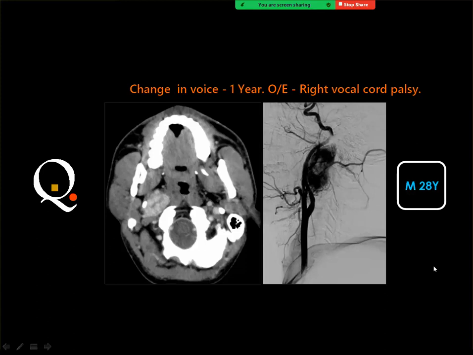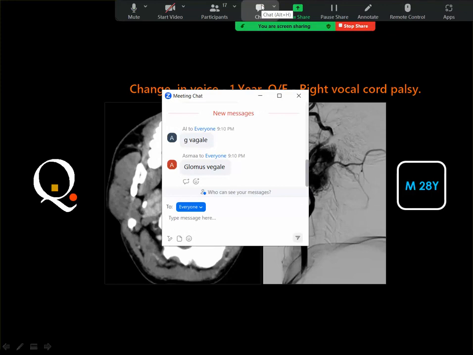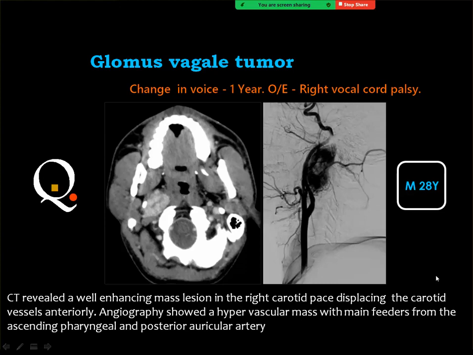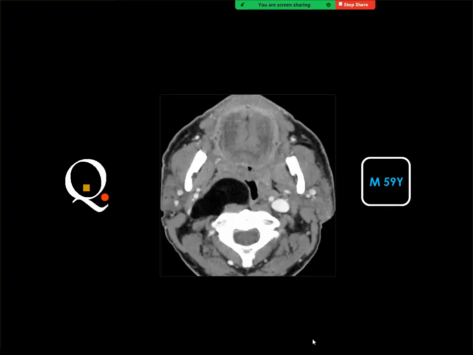And this patient, 28 years old, with a change in the voice and right vocal cord palsy. Yes, this is glomus vagale, a good answer, because the tumor has pushed the internal and external carotid arteries posteriorly, and this is the typical location of glomus vagale tumor, whereas the carotid body tumor is located between the bifurcation of the internal carotid artery and the common carotid artery.